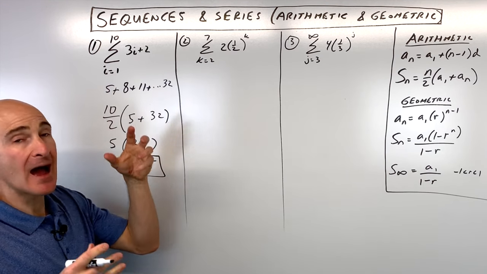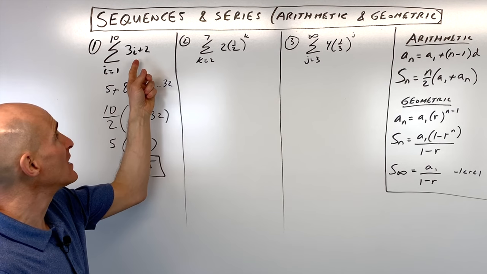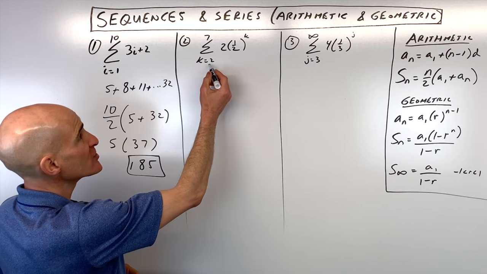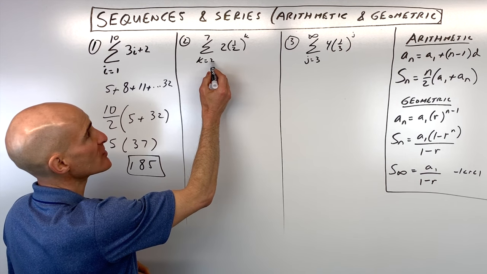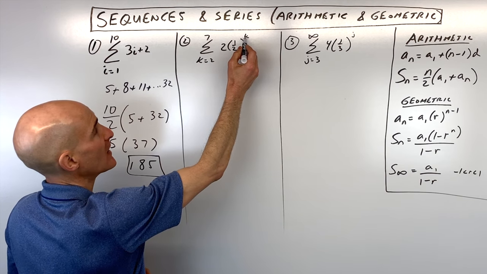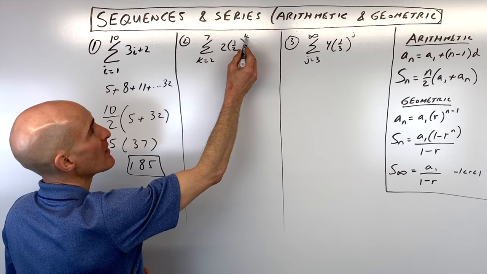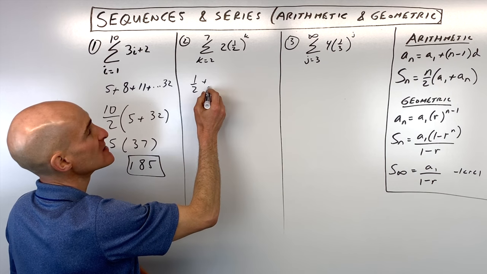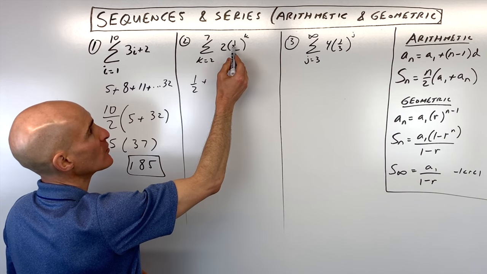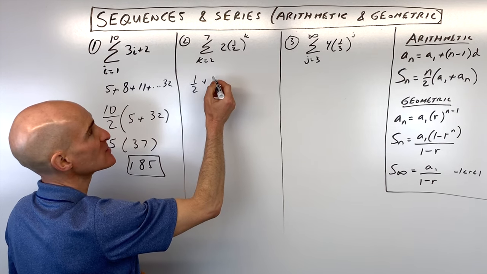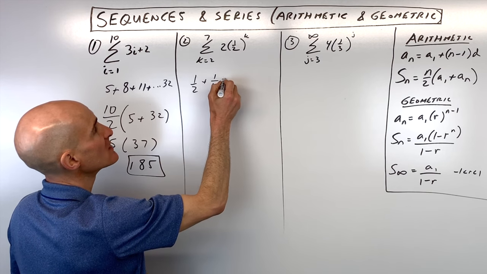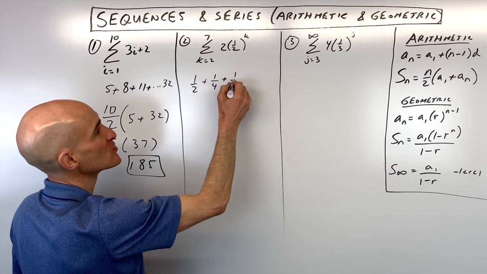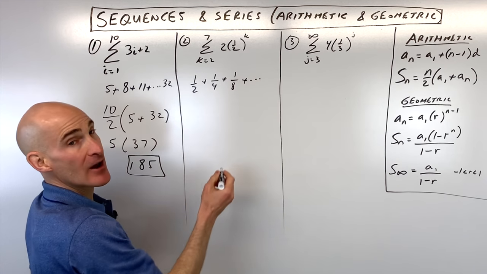So this is kind of like a compact, condensed way of writing a series. Let's look at number 2. So same idea here. You're going to start at the bottom index here, k in this case, and you're going to put 2 in for k. 1 half to the second power is 1 fourth, times 2 is 1 half. Say, for example, we put the next one in, 3. We get 1 half cubed, which is 1 eighth, times 2, which is 1 fourth. Say we put in 4. We get 1 half to the fourth power is 1 16th, times 2 is 1 eighth, dot, dot, dot, right?